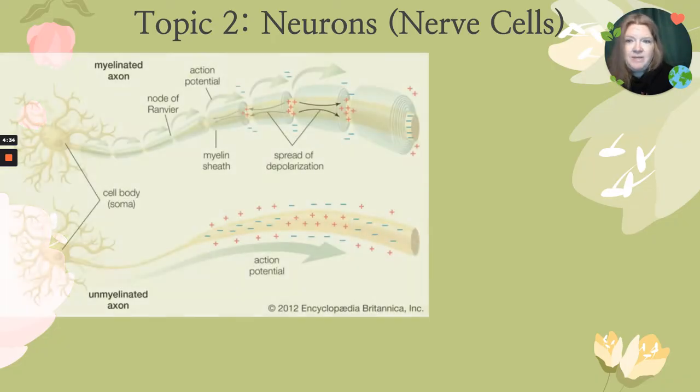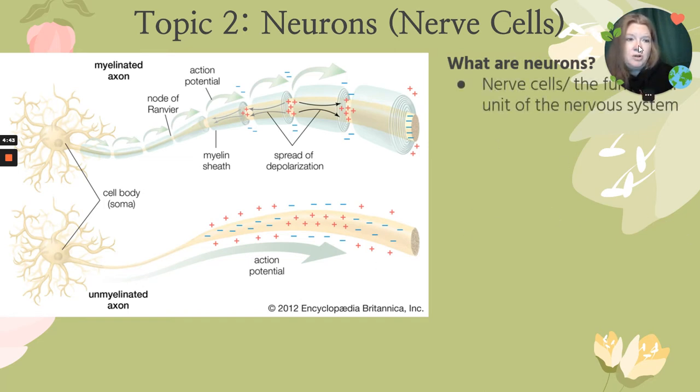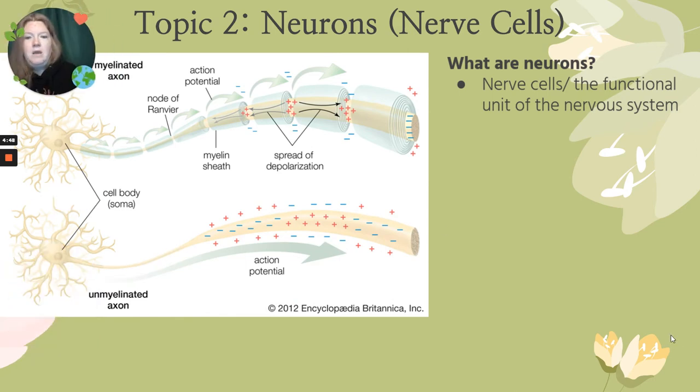All right, so the next topic is neurons or nerve cells. So here is an image of a neuron. So what are neurons? They're nerve cells. They are the functional units of the nervous system, okay?